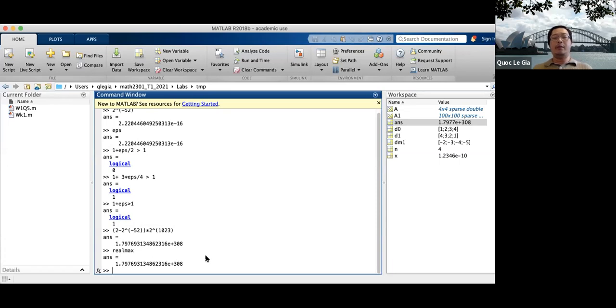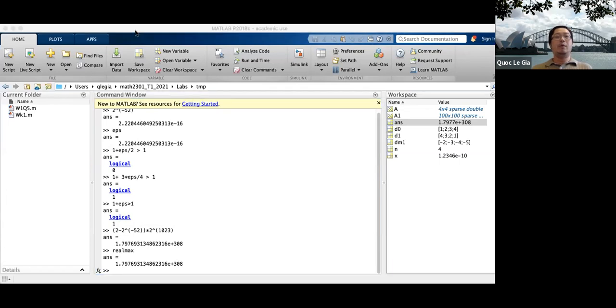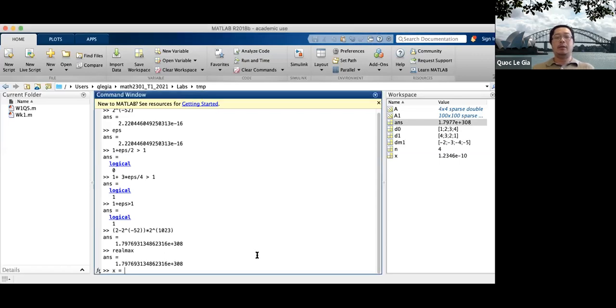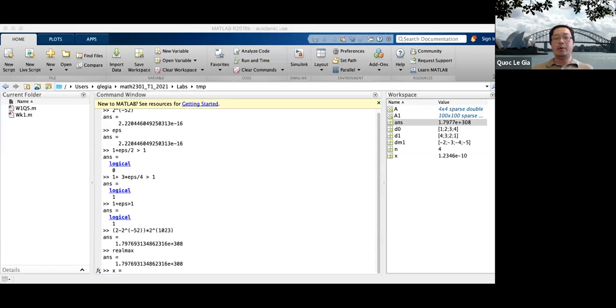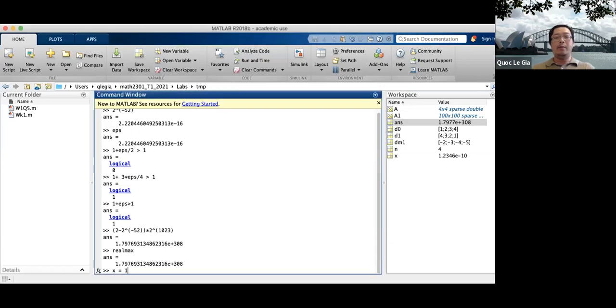So what happens if the result is bigger than realmax? That is the next question. If you go to the next question, you can see that x is 1e plus 200. So what does it mean? 1e plus 200 just means 10 to the 200.